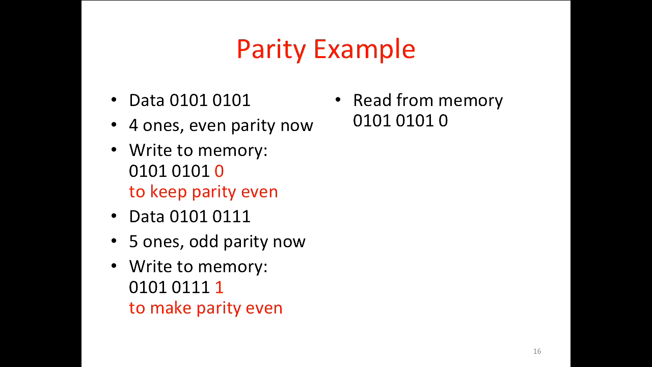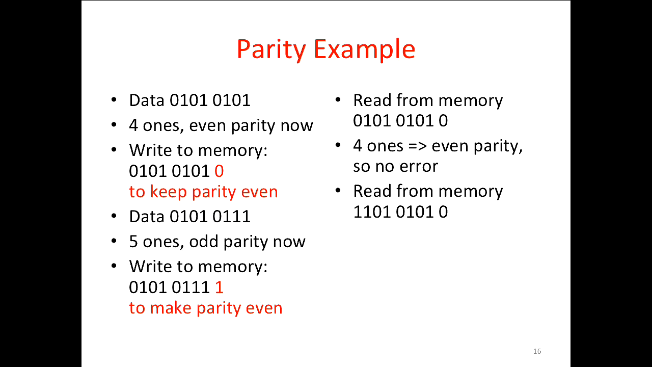If you read from memory and you get this back, you know this is correct. 4 ones, even parity, no error. If you read from memory, in this case, it's odd parity, you got 5 ones. So there is an error there, all right? So with parity, you just XOR all the bits together, and that gives you the result.